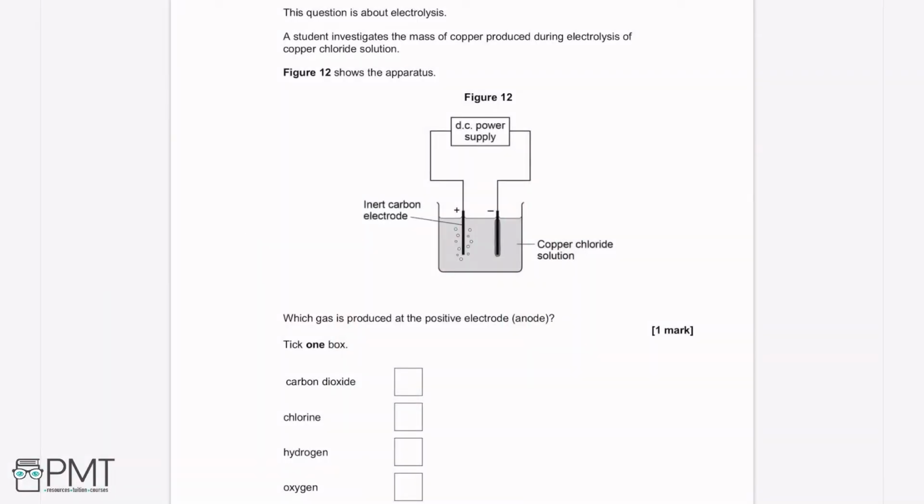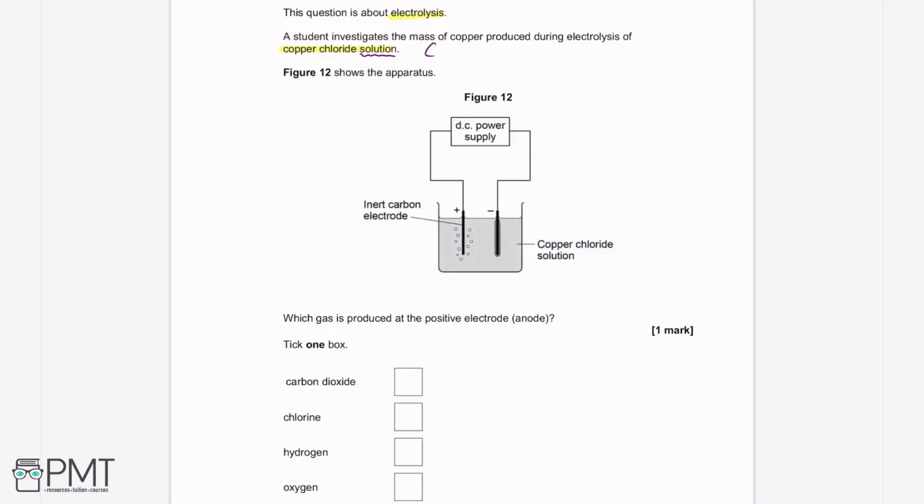This question is about electrolysis. A student investigates the mass of copper produced during the electrolysis of a copper chloride solution. So let's stop and think about that. If it is a copper chloride solution, that means that the copper chloride is dissolved in water. So let's think about the ions involved.